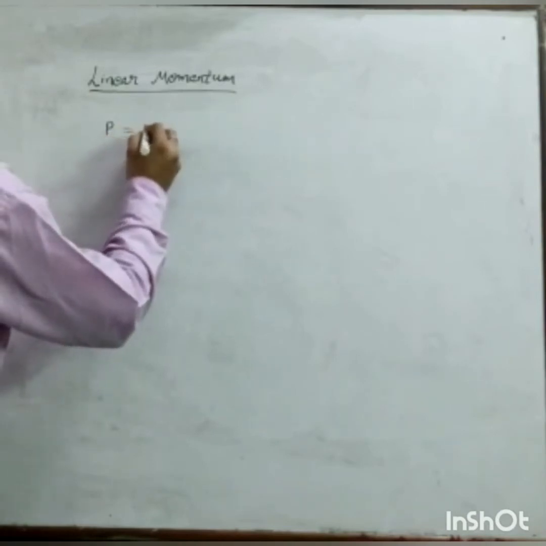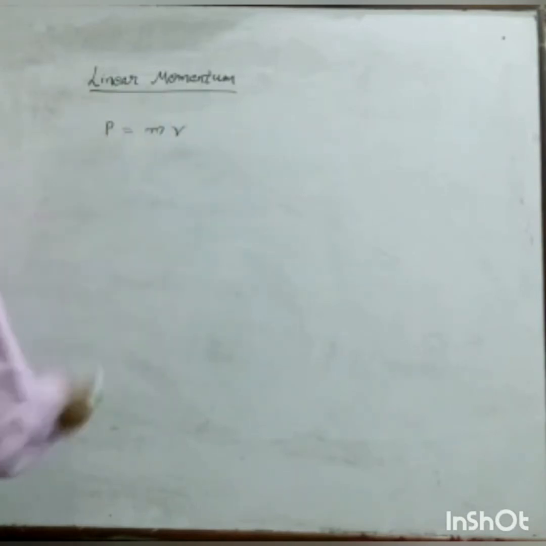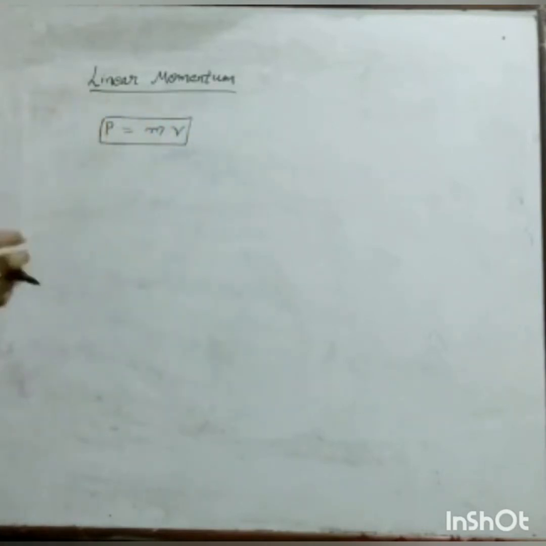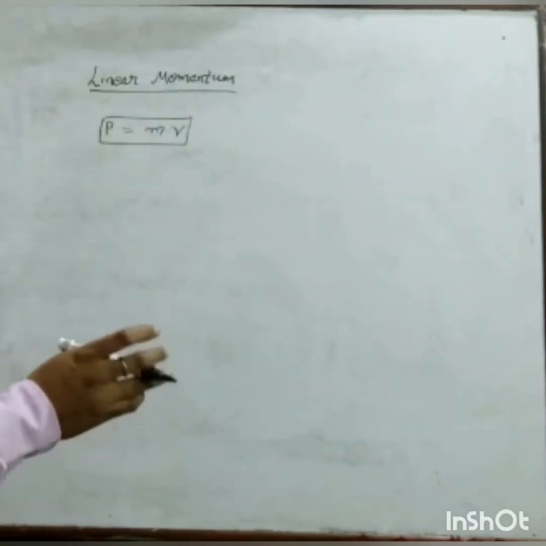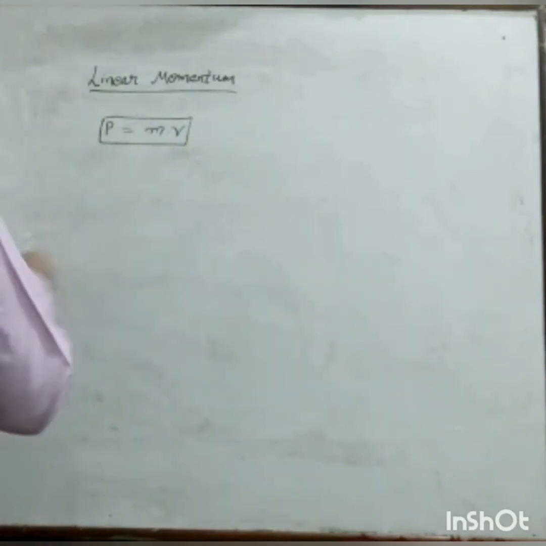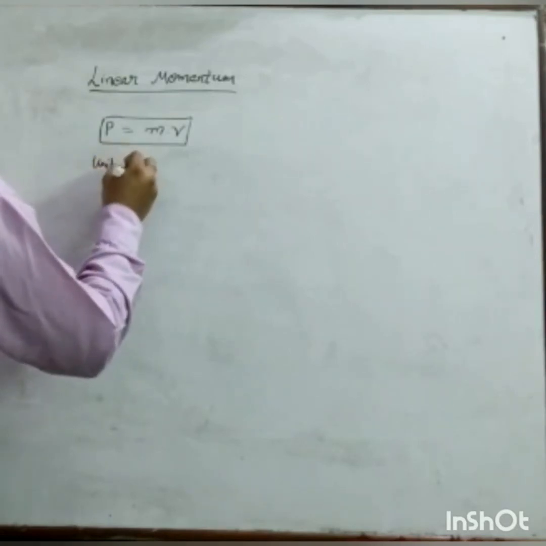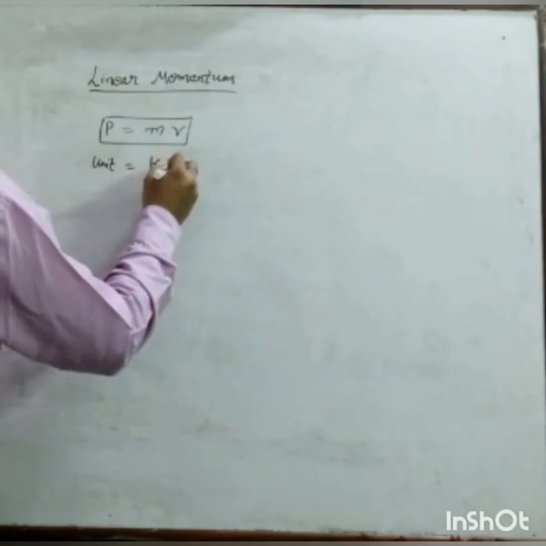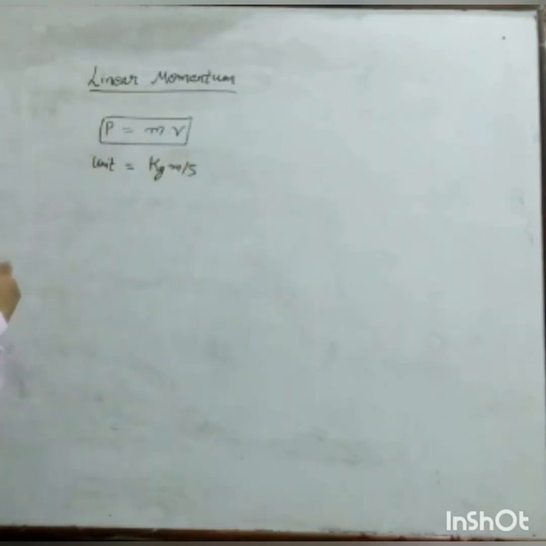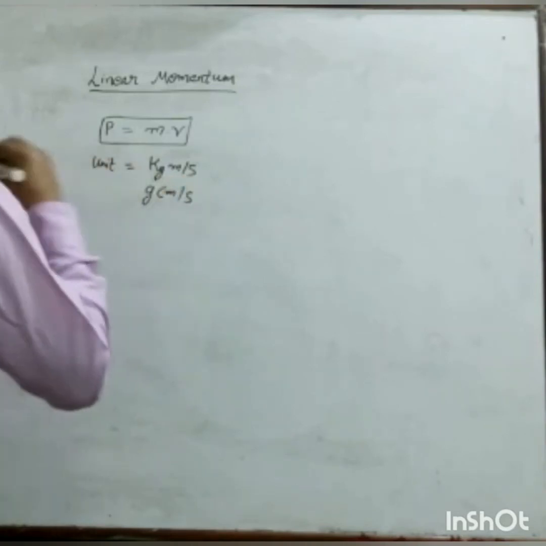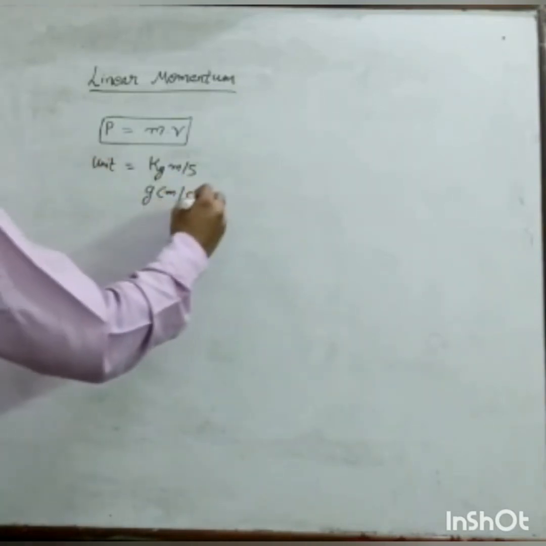So momentum is equal to mass into velocity. Momentum is a vector quantity because it depends on the direction. The unit of momentum is kilogram meter per second. It is the SI unit, and the CGS unit is gram centimeter per second. This is CGS and this is SI.